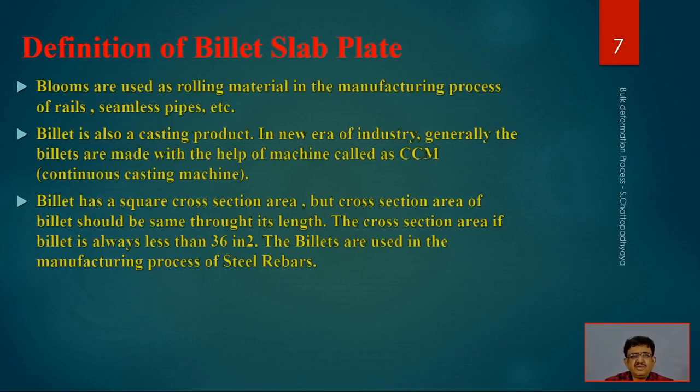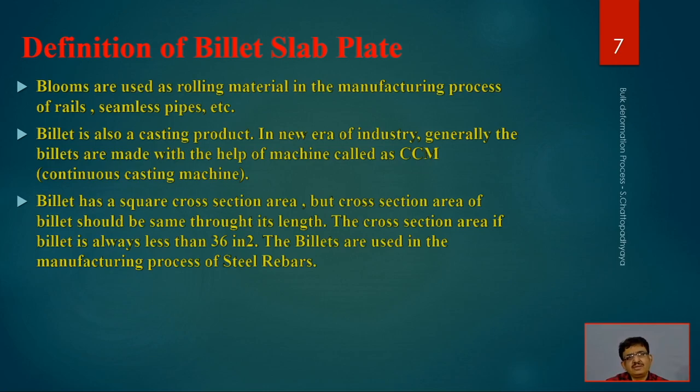So blooms are used as a rolling material in the manufacturing process of rails and seamless pipes. Why? Because as there is no seam, there is no weakness. In the case of other pipes, they have a welded section, and that is the weakness, because in any type of case leakage can occur. A seamless pipe is perfect, there is no weakness, it is uniform, there is no joining associated with it, very good for leak-proof conveyance of fluids.